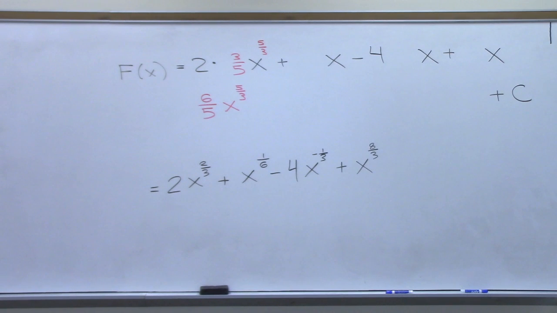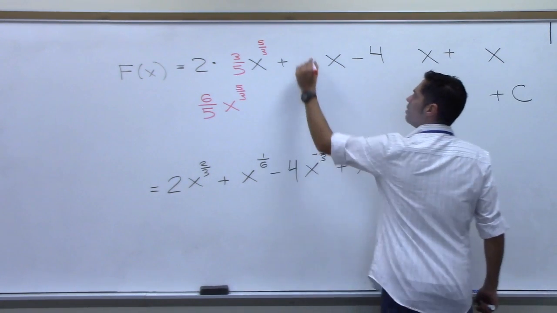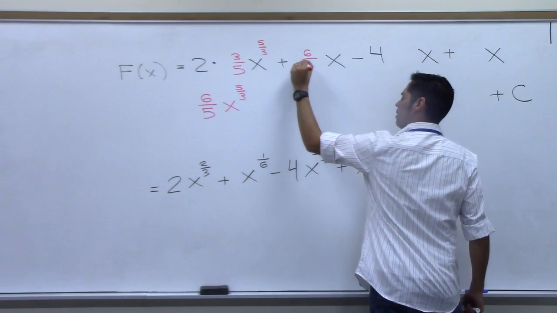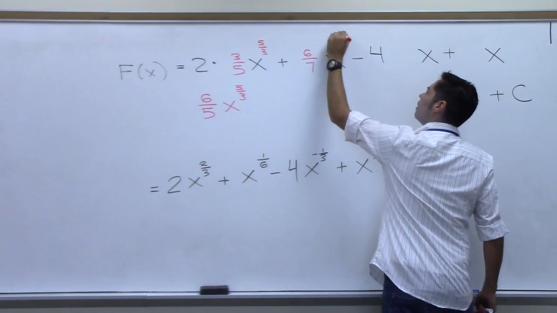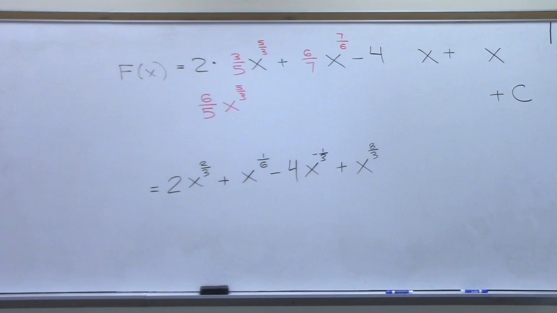Who else? Is it Michael? Michael? Did you get the second one yet, Michael? 6 over 7, 6 sevenths, x to the 7 sixths. Is that right? Yes. Yes? Okay, good.